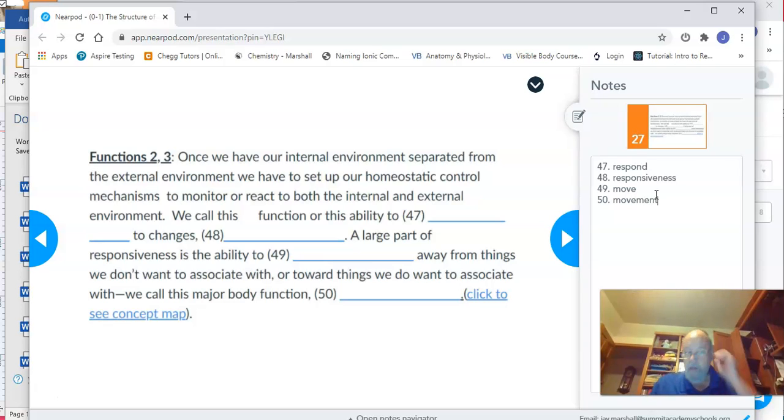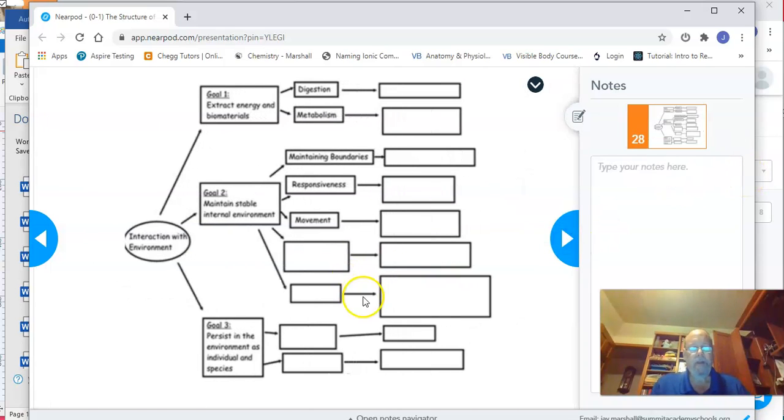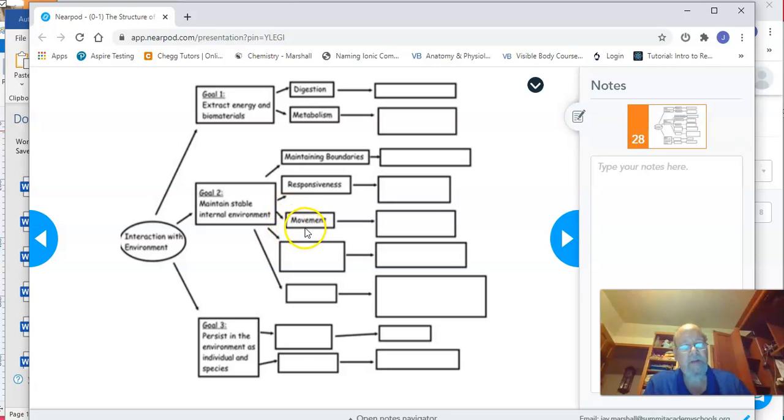Okay, go ahead and go to the next slide. So there's responsiveness and movement. Put this in your graphic organizer.